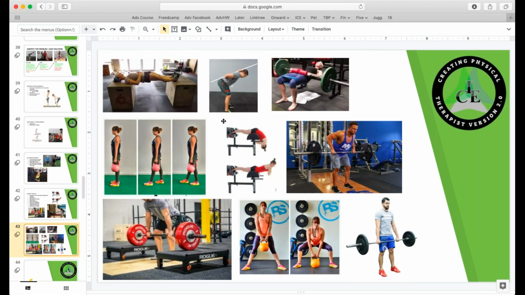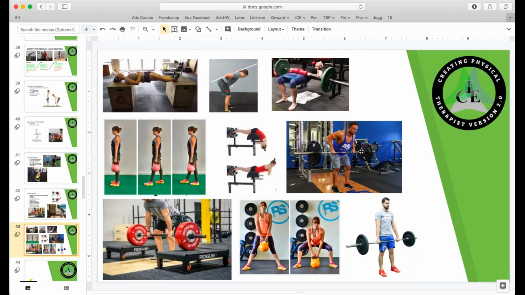And then where things really start to get fun is when we start doing exercises such as bent over rows. So that's the middle row, far right picture, where basically we have an individual hinge over, whether they're holding a barbell, kettlebell, dumbbell, bands, but they maintain that hinged position as they then row that resistance towards their belly button.